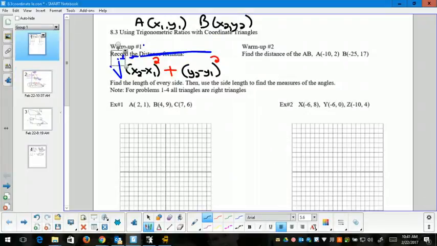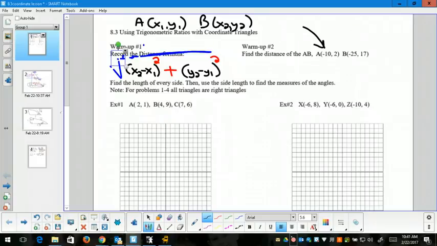So you can use Pythagorean's theorem as you solve these in quadrants. You can also just use the distance formula. Right now, I want you to try this problem using the distance formula. You could plot it, but it's not going to be fun when one of the numbers is negative 25 and the other is 17.